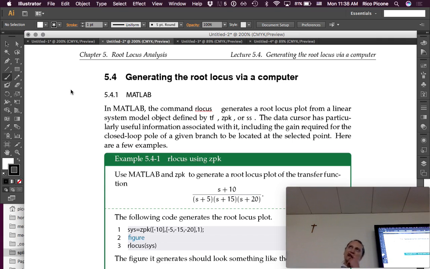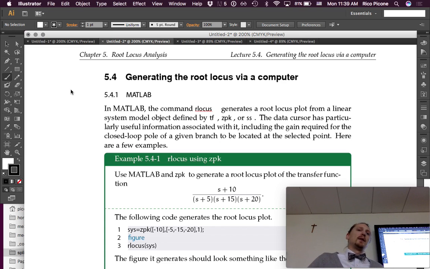So we've talked about sketching the root locus plot by hand, but we haven't talked about how to do it with a computer, which I did say is the preferred method when you're going to look at a system in any detail. Sketching is good for intuition, but eventually you're probably going to want to get a real plot of it from a computer. So I'll discuss how to do it in Matlab.